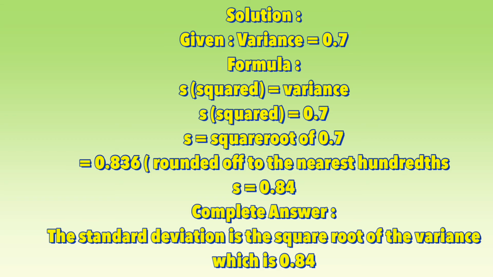So s stands for standard deviation now. Our complete answer: the standard deviation is the square root of the variance, which is 0.84.